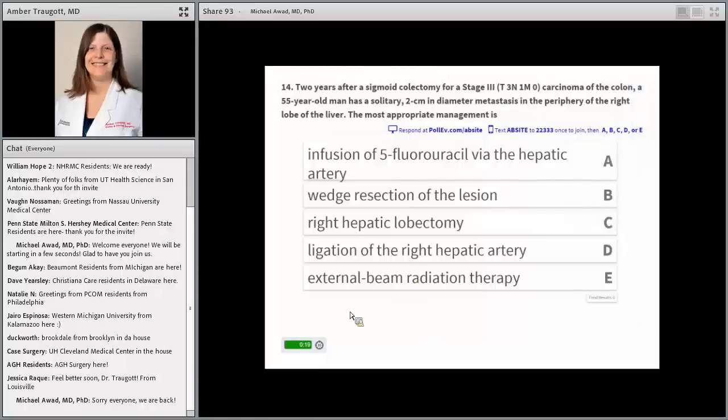Number 14, 2 years after a sigmoid colectomy for stage 3, T3N1M0 carcinoma of the colon, a 55-year-old man has a solitary 2-centimeter metastasis in the periphery of the right lobe of the liver. The most appropriate management is A, infusion of 5-fluorouracil via the hepatic artery, B, wedge resection of the lesion, C, right hepatic lobectomy, D, ligation of the right hepatic artery, or E, external beam radiation therapy.